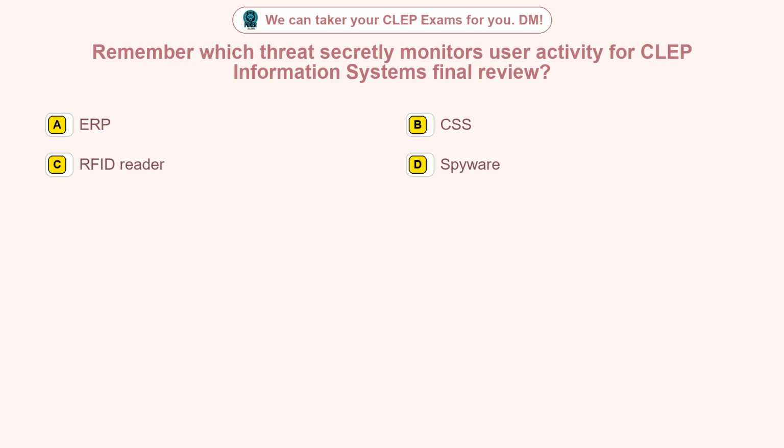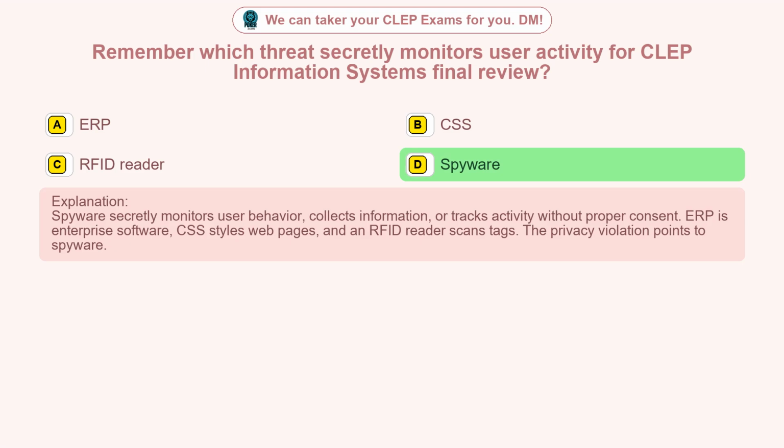Question 43. Remember which threat secretly monitors user activity for CLEP Information Systems final review. Option A. ERP. Option B. CSS. Option C. RFID reader. Option D. Spyware. The correct answer is option D. Spyware. Spyware secretly monitors user behavior, collects information, or tracks activity without proper consent.